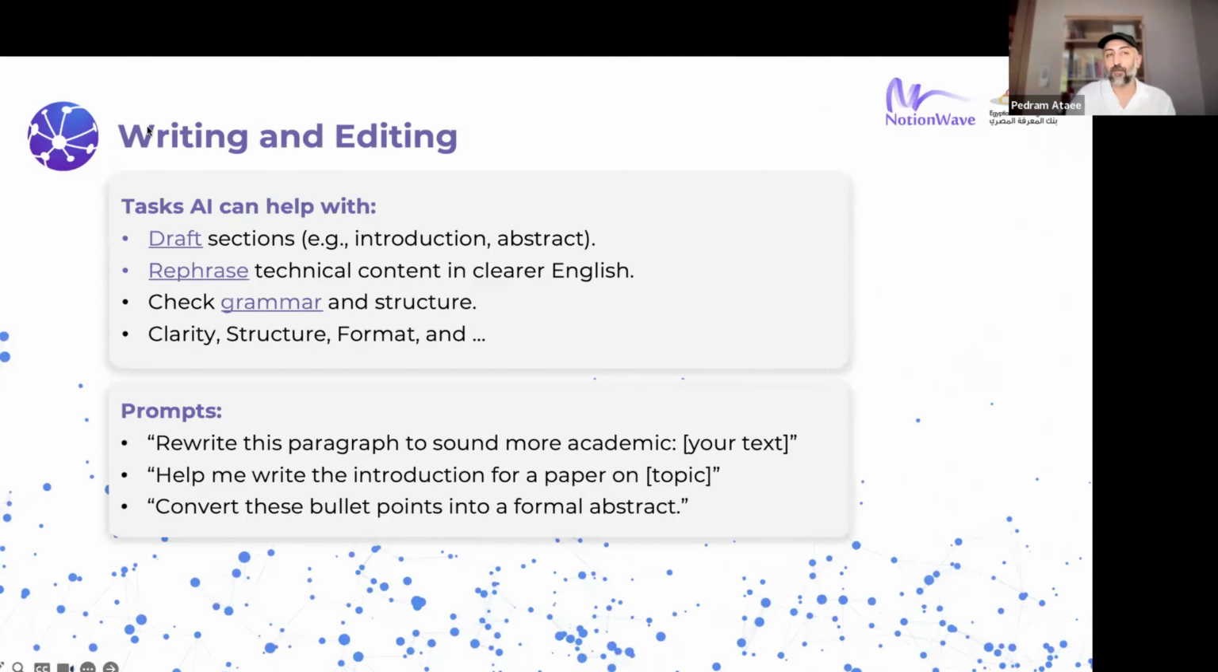You can use AI for writing and editing. I'm sure that you already tried this for drafting, for example, a paragraph, or rephrasing technical content in clear English, or even checking grammar and structure.